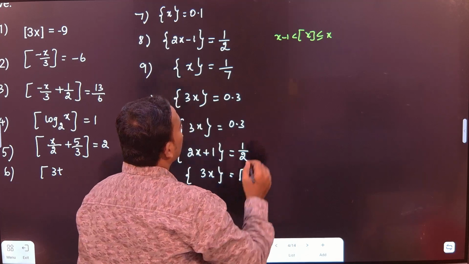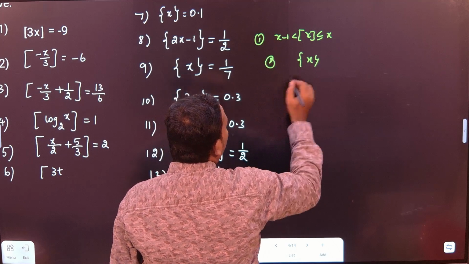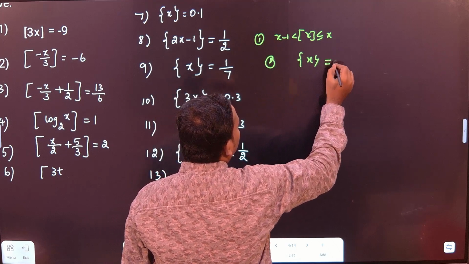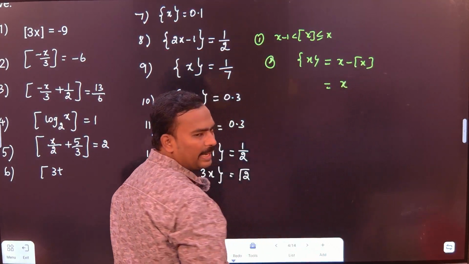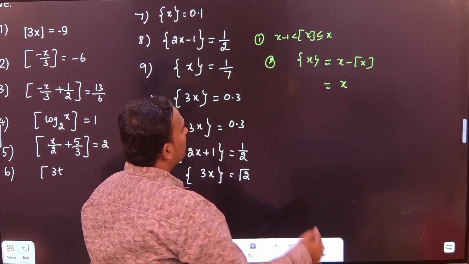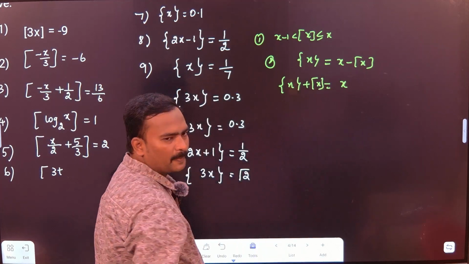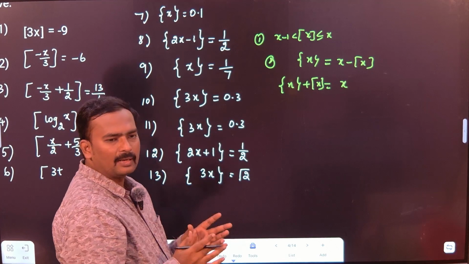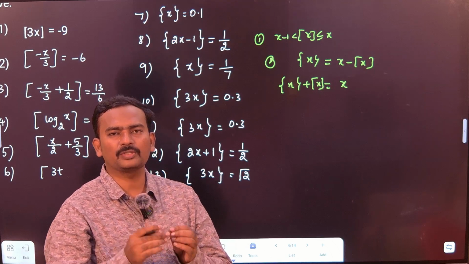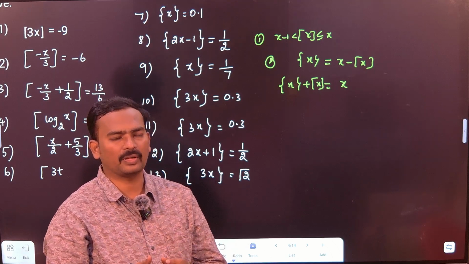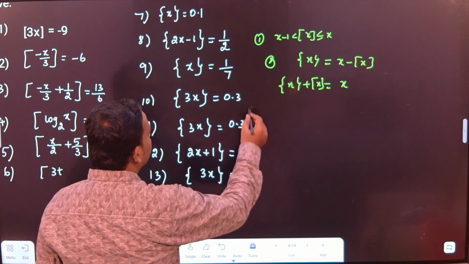The first thing. Next is the fractional part function. The definition of the fractional part function is what? x minus the greatest integer function. So then how to write x? x may be any real number, so you can write it as the fractional part function plus the greatest integer function. Understood? Any real number can be written as the sum of the fractional part plus the greatest integer part. Okay, now let us do them one by one.